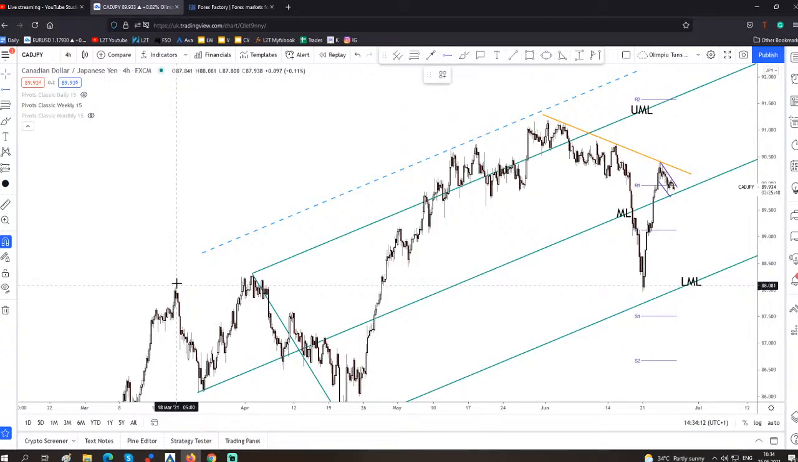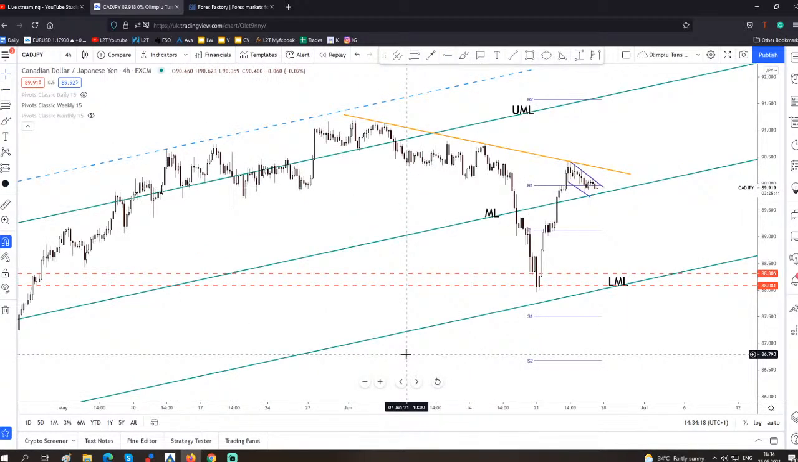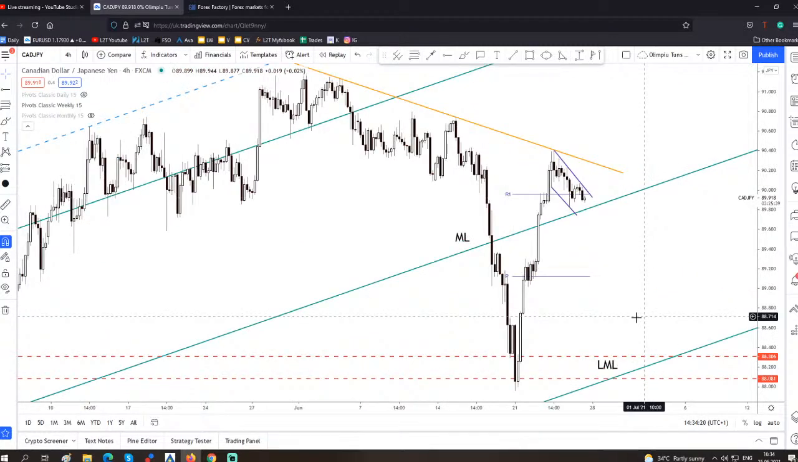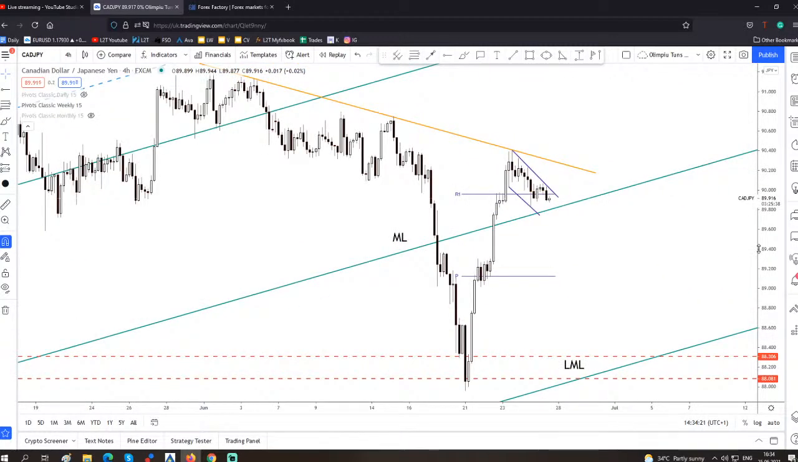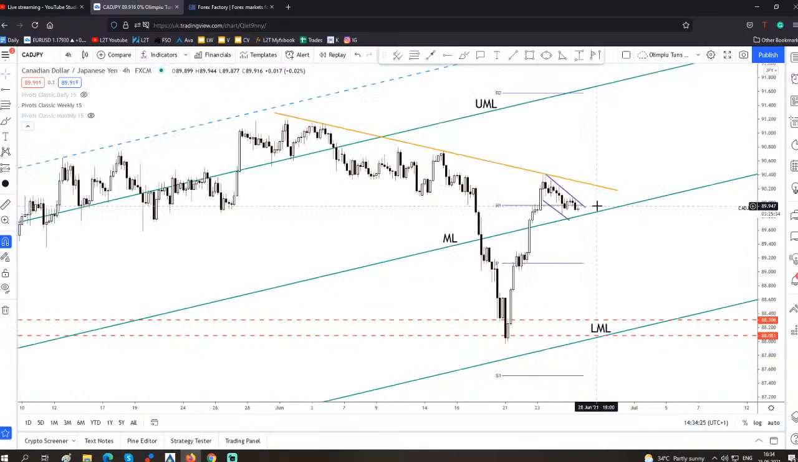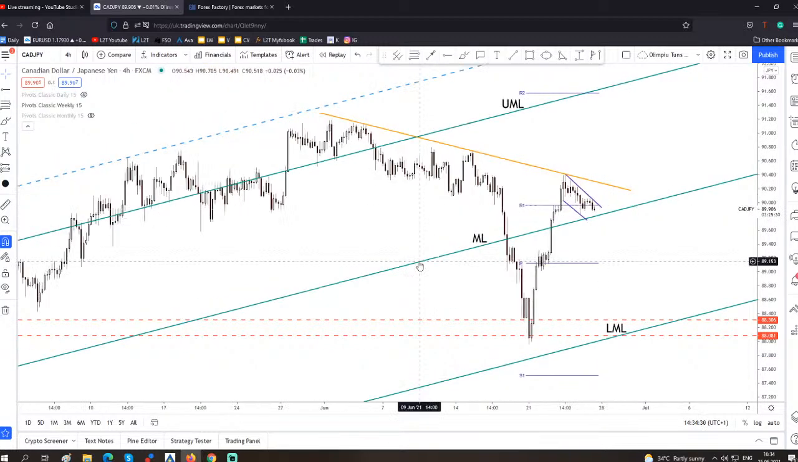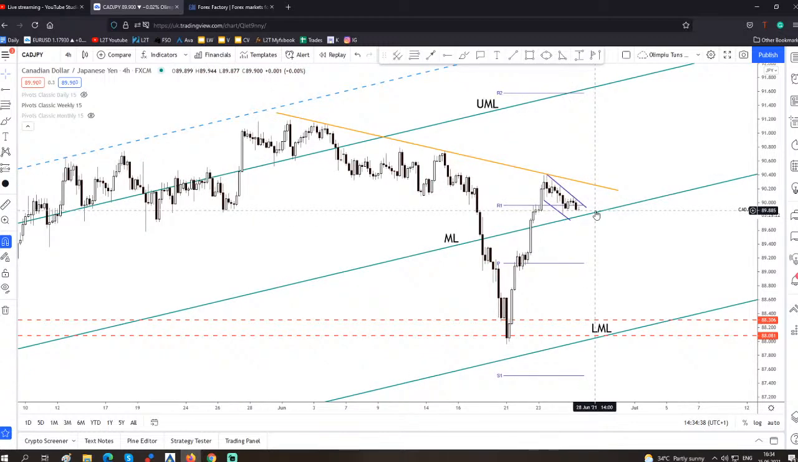It has found support around these former highs, now support levels, and right now it has jumped above the medium line of the ascending pitchfork, above the R1. It looks like the British pound versus the Japanese yen has increased, it has retested the downtrend line, and right now it is in a minor decrease here. It's pressuring the R1 resistance, and it could pressure maybe the medium line of the ascending pitchfork.